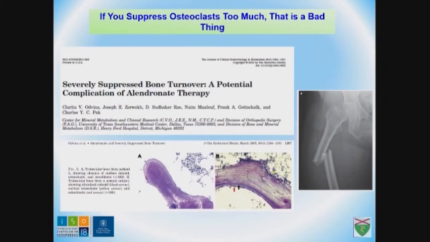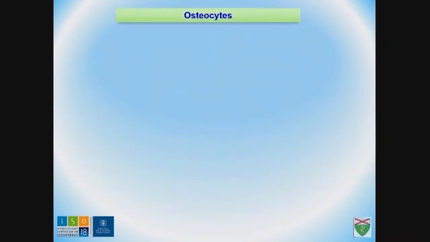We don't know whether oversuppression of osteoclast activity is the sole reason for these fractures. But there's a suspicion that it contributes to it, and it's not unreasonable to believe that it plays a part in that pathogenesis. So now to the osteocytes.